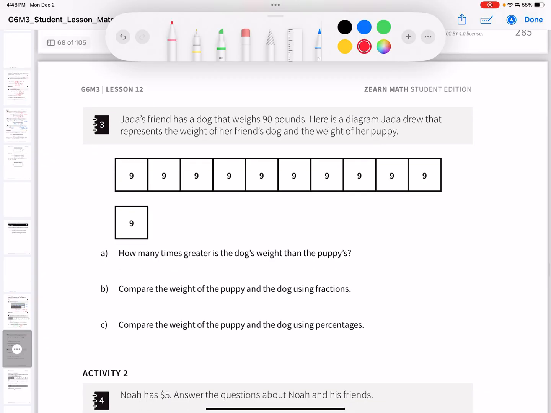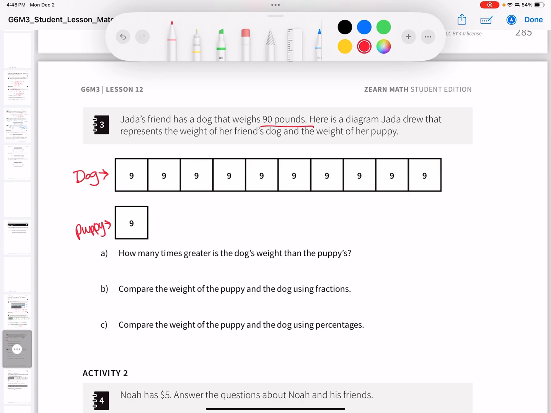Jada's friend has a dog that weighs 90 pounds. Woo, big dog. Here's a diagram Jada drew that represents the weight of her friend's dog and the weight of her puppy. So we have the friend's dog here, and we have Jada's puppy here. Okay. How many times greater is the dog's weight than the puppy's?